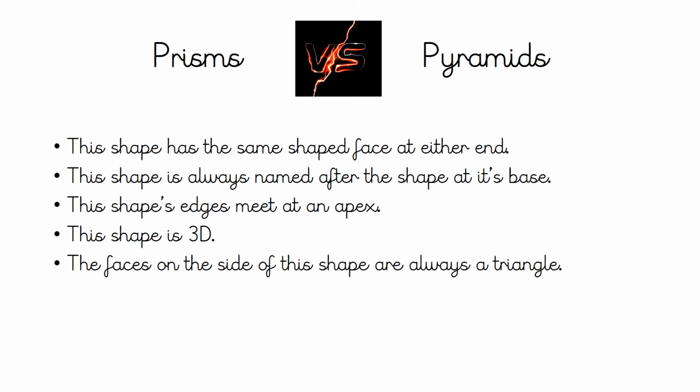Okay, let's use what we have learned to play a game. On my screen are 5 facts. These are facts that are about prisms or pyramids. You need to read the facts and decide which shape they are describing. Is it a prism or is it a pyramid? I'm going to give you a clue and tell you one of these facts is about both prisms and pyramids. So, pause the video, read the facts very carefully and decide which shape they are describing.